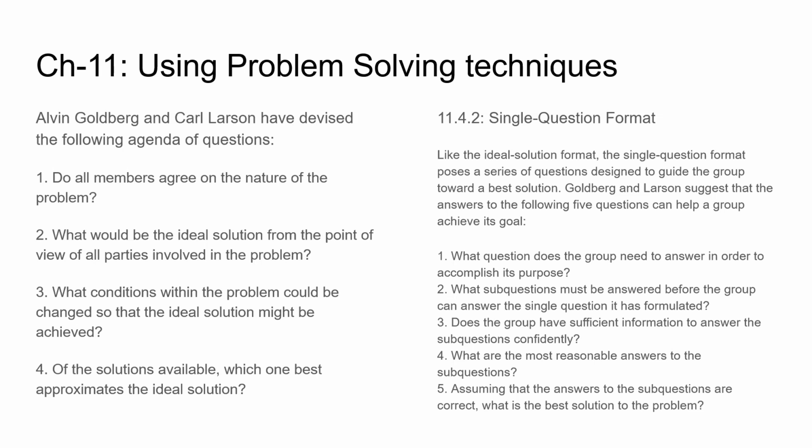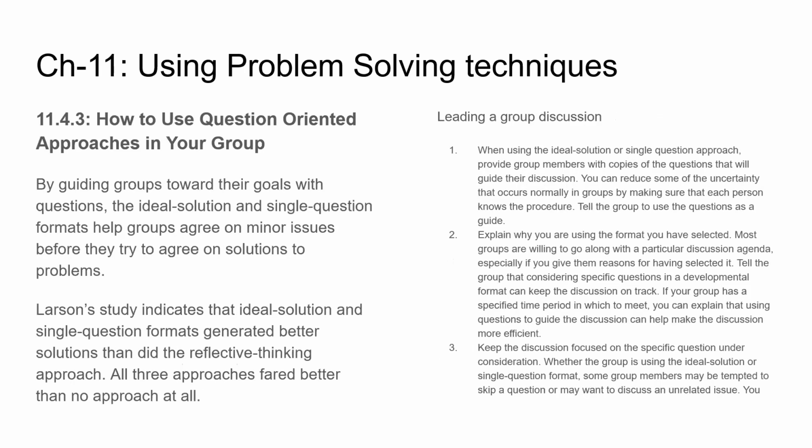Number four, what are the most reasonable answers to the sub questions? So again, you're good at research. Number five, assuming that the answers to the sub questions are correct, what is the best solution to the problem? What's ideal? All right. So 11.43, how to use question oriented approaches in your group. By guiding groups towards their goals with questions, the ideal solution and single question formats help groups agree on minor issues before they agree on solutions to problems. Right? It's just a great way to frame discussions through questions. It's why in court there are a lot of questions, right? In a job interview, there are a lot of questions, right?